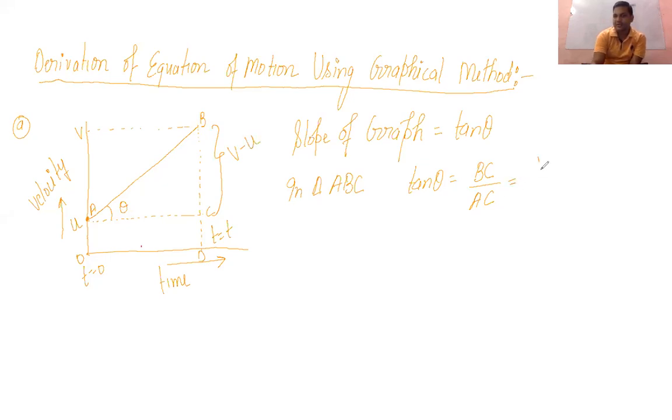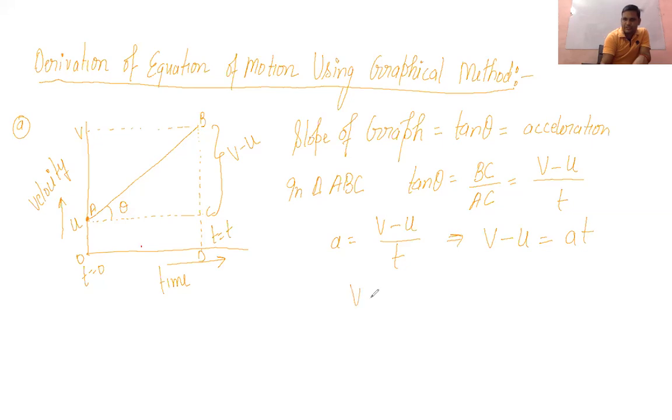So this BC will be your v minus u, and the time AC, because it's at t equal to 0 and at t equal to t, this length AC will be t only. And you know the slope of the v-t graph gives the acceleration. Yes, we can write here a is equal to v minus u upon t. Once we rearrange it, v minus u is equal to a into t. So it will become v is equal to u plus at.